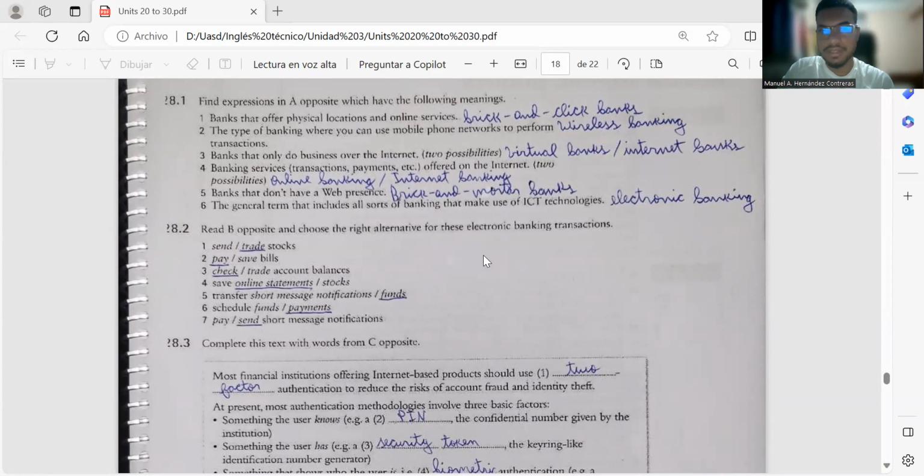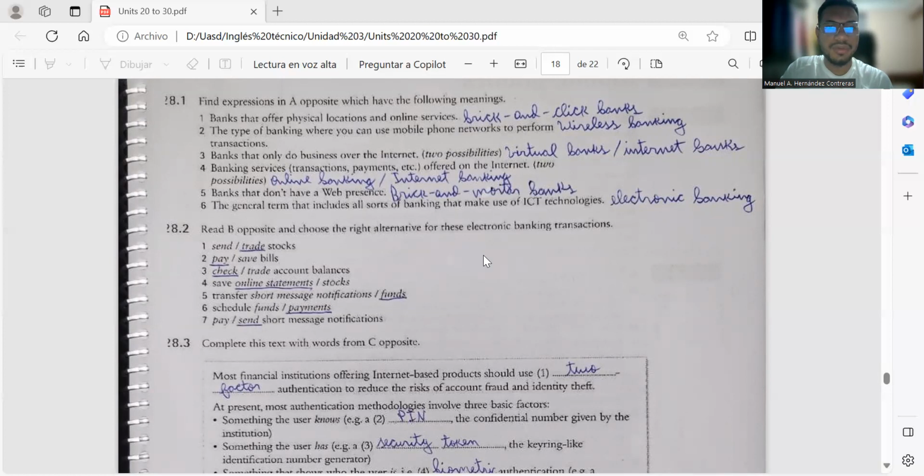Banking services, transactions, payments, etc. offered on the internet. Two possibilities: online banking and internet banking. Banks that don't have a web presence: brick and mortar banks. The general term that includes all sorts of banking that make use of ICT technologies: electronic banking.